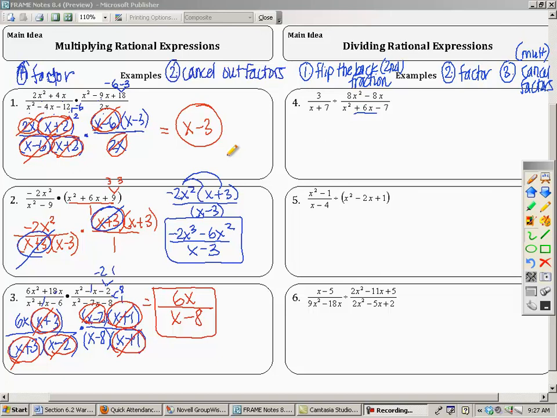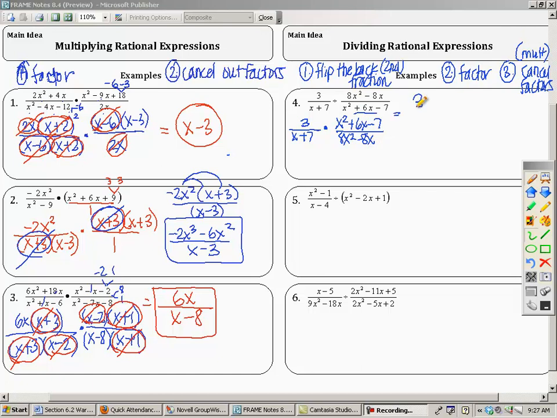So let's start. As I look at this, my first fraction always stays the same. So 3 divided by x plus 7. Instead of division, I'm multiplying by its reciprocal. So I flip the numerator and the denominator. So my new numerator is x squared plus 6x minus 7. My denominator is 8x squared minus 8x. Once I'm here, I'm going to start looking at factors.